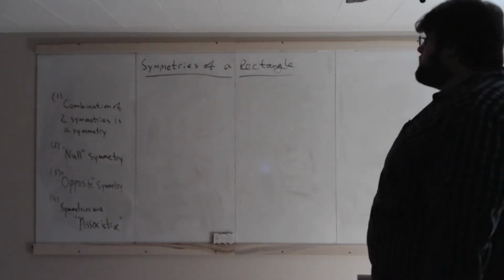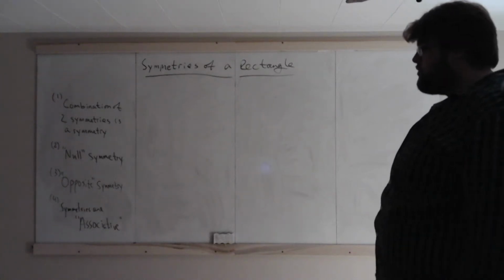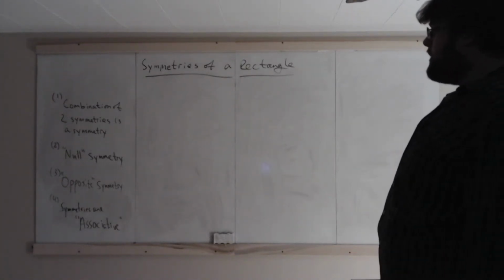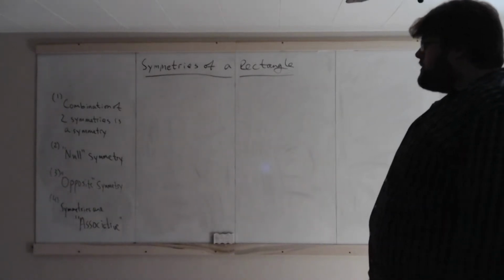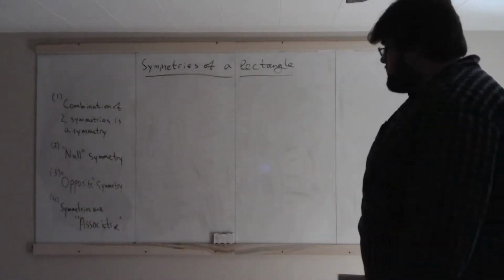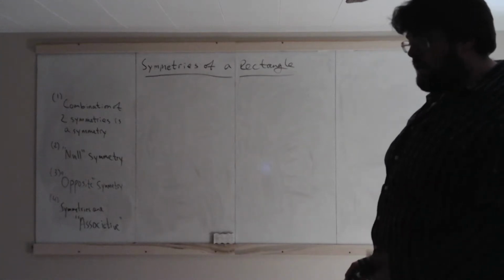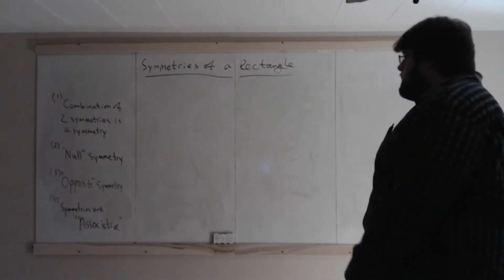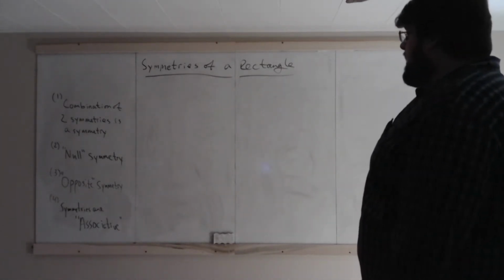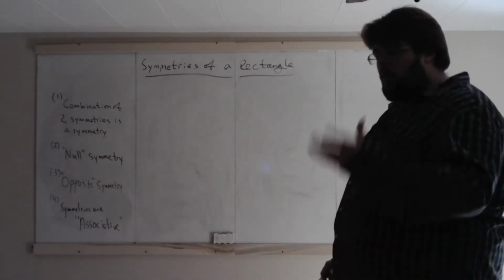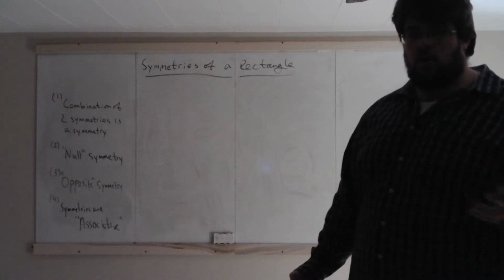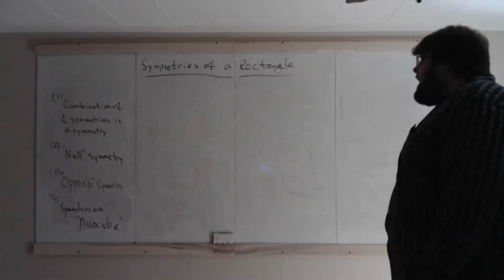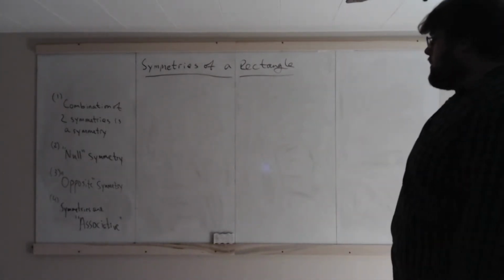First one, combination of two symmetries is a symmetry. Possibly the same one, possibly a different one. The next property, we want a null symmetry. The null symmetry is just going to take our rectangle and leave it alone. The third, an opposite symmetry. So if you have one symmetry, you're going to want something that will, in a way, undo that symmetry.